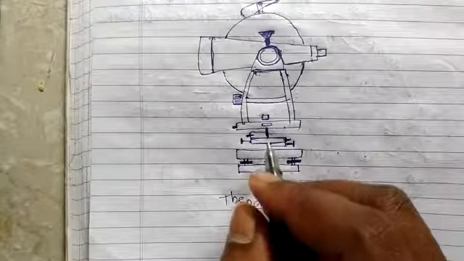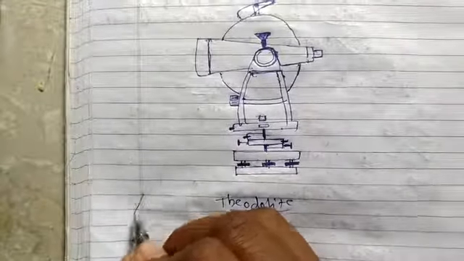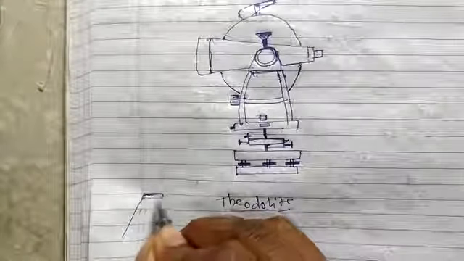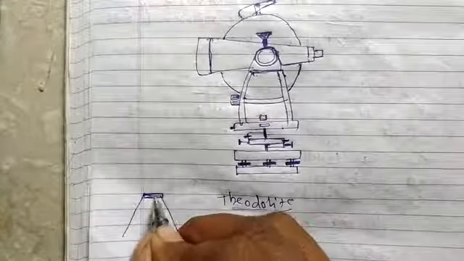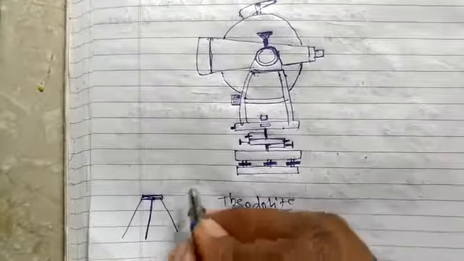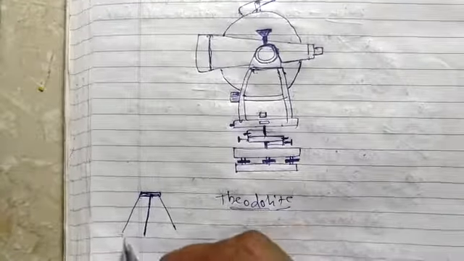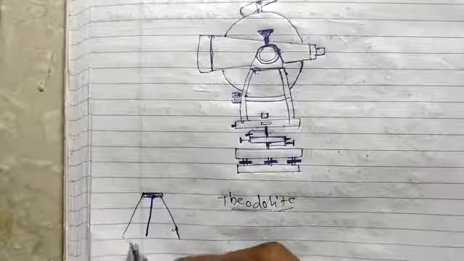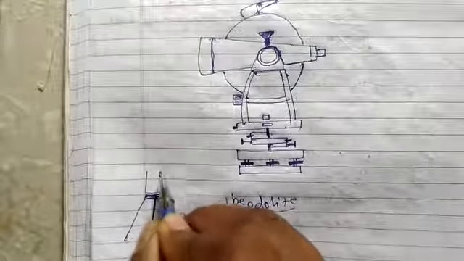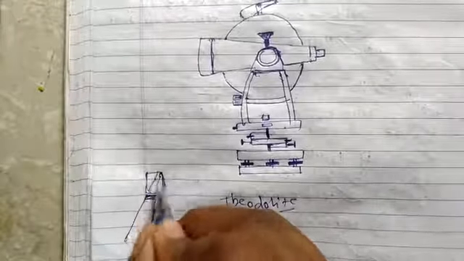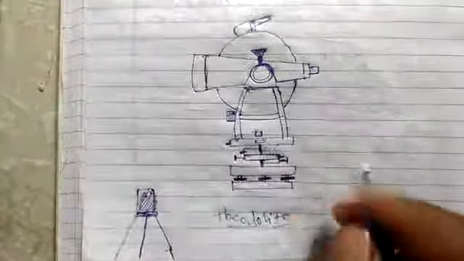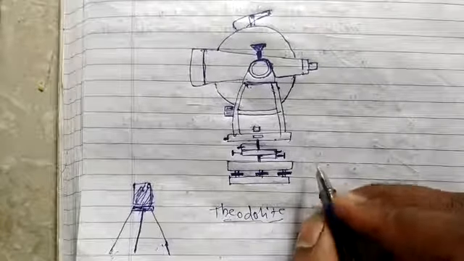This instrument has to be used with tripod stand, which will be used as a base for theodolite. This tripod stand is placed on the ground with its three legs inserted in the ground to give firm support to the theodolite, like this. After this, we will place our instrument on this tripod stand and we will use this. Okay, so theodolite is placed here. So this is the representation or diagram of theodolite. Let's see what are the components of theodolite.